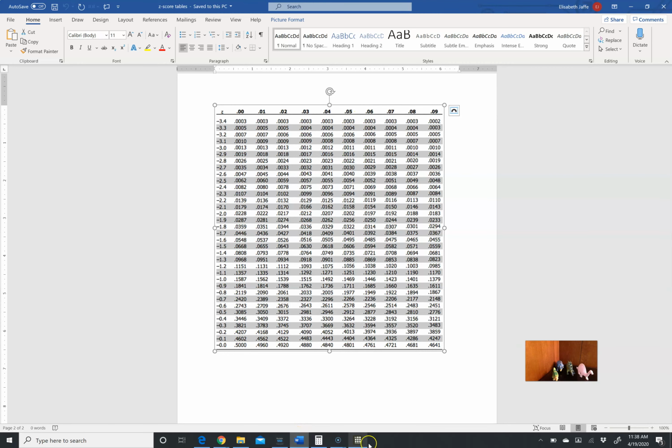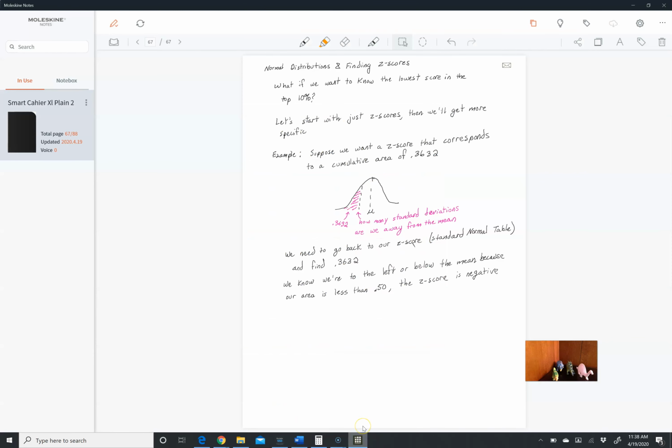So what does this give us? What does this tell us? It tells us that the z-score for 0.3632 is negative 0.35. Okay, what does that mean? We're 0.35 standard deviations below the mean.